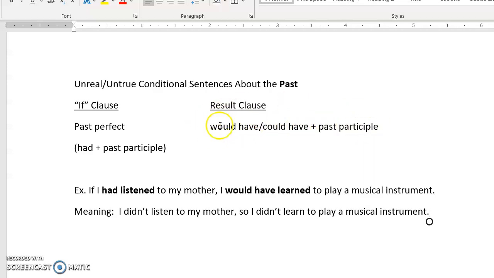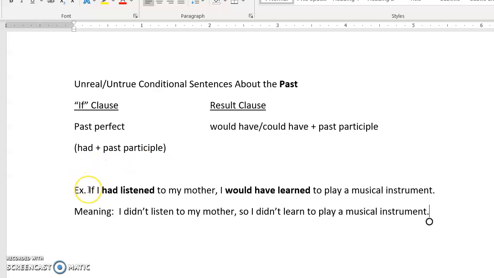Now we use would have if there was only one other choice that we wanted to make. We use could have if it was one of multiple options in the past. So let me give you an example. So remember, this is talking about a situation that did not actually happen, but you wish that it did.